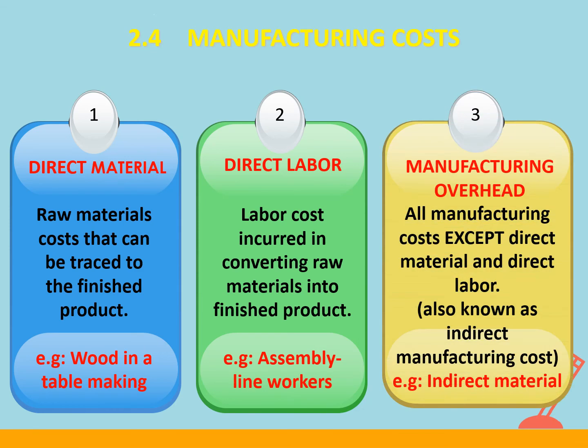And third, manufacturing overhead. They are all manufacturing costs except direct material and direct labor. They are also known as indirect manufacturing costs. For example, indirect material.